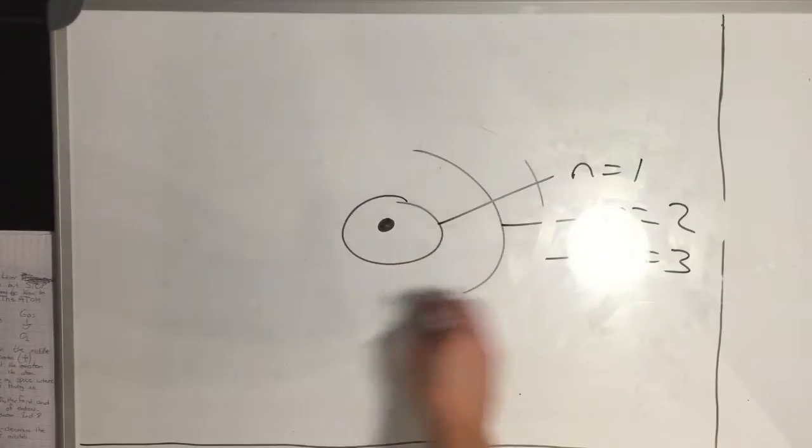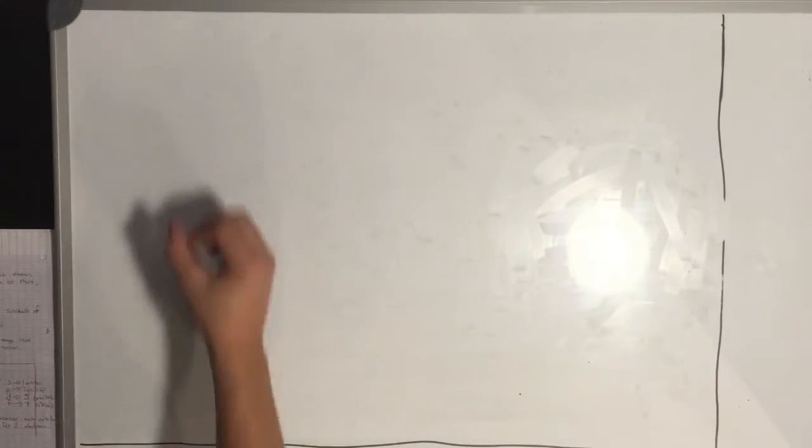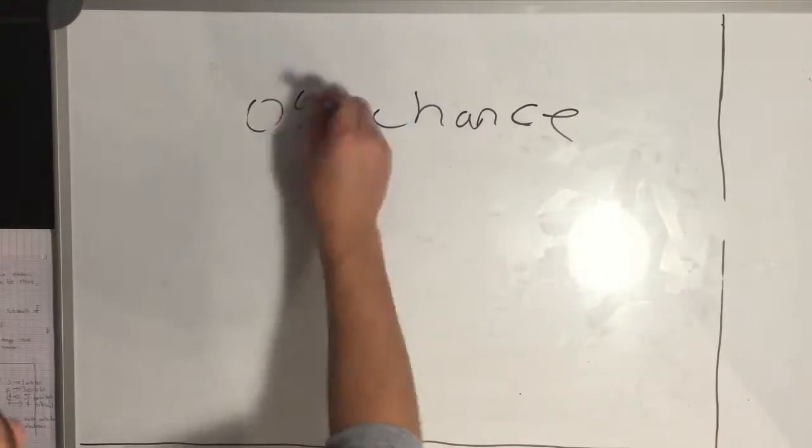Remember that this is where an electron could be. It might not be there. I mean, an orbital is a 90% chance. 90%. 10% it could be there or not.